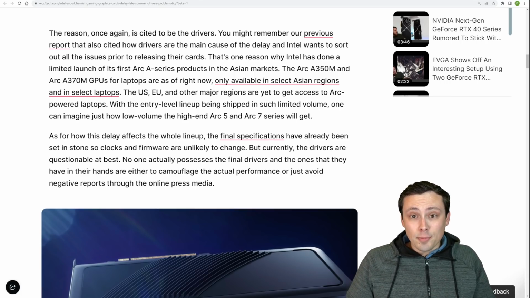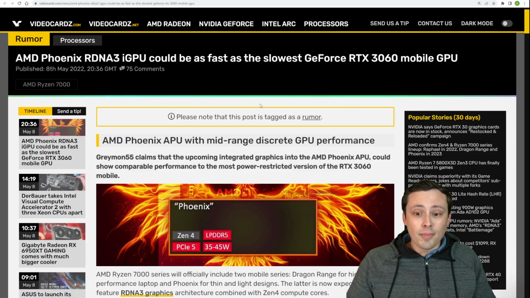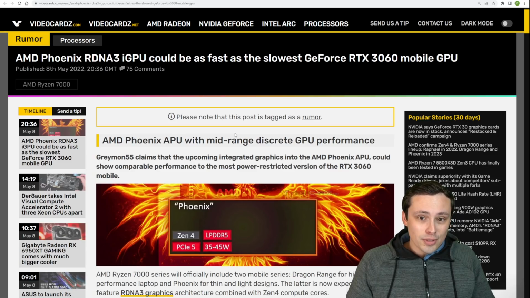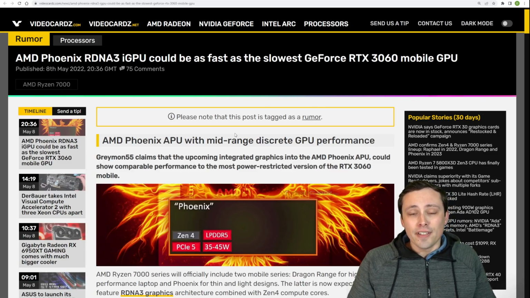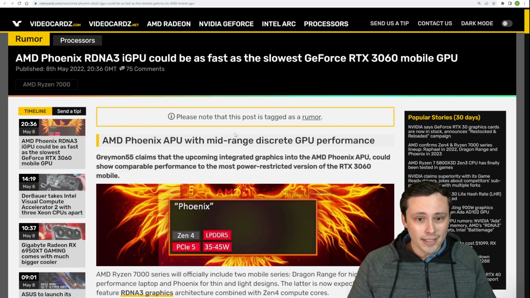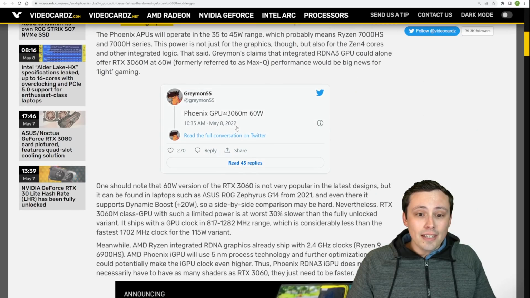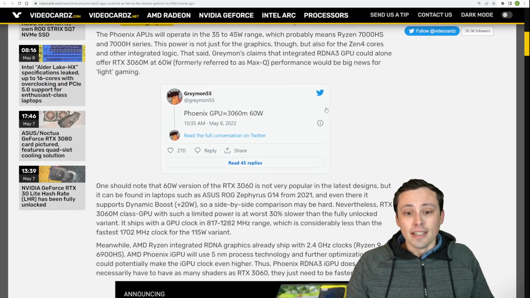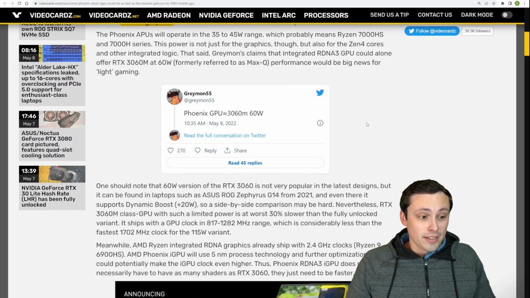Anyway, but speaking of interesting new things getting into the market, we are seeing AMD Phoenix iGPUs. Now, these are targeting mobile. We've seen some information officially from AMD that they're coming soon, but we haven't seen performance targets. Well, if you believe this leaker here, it's gonna be good. He's thinking 3060M 60 watt version good.